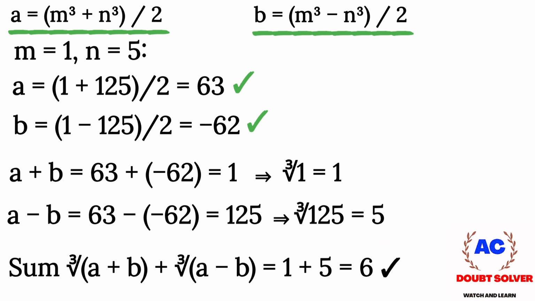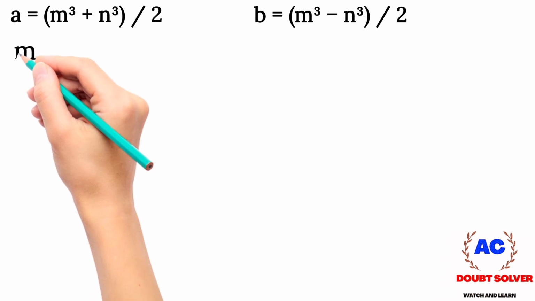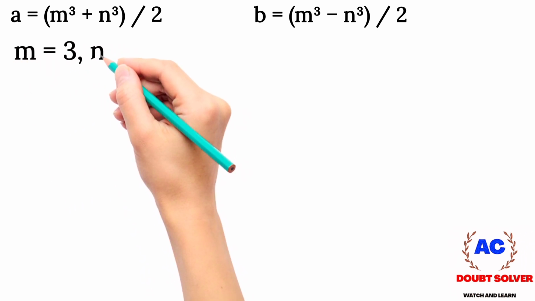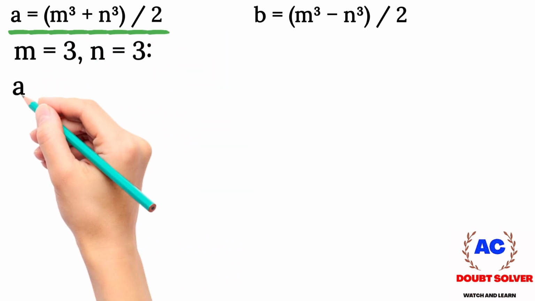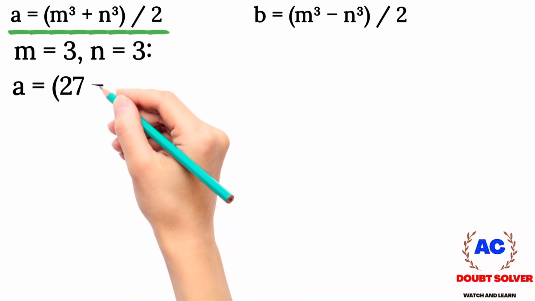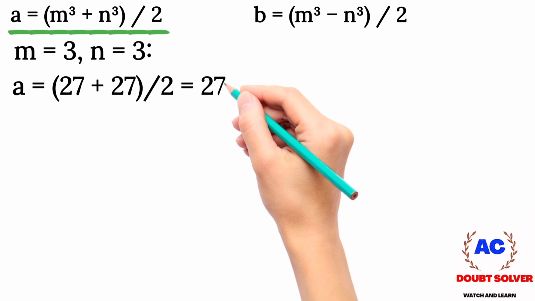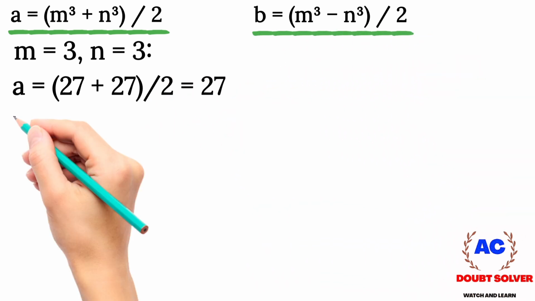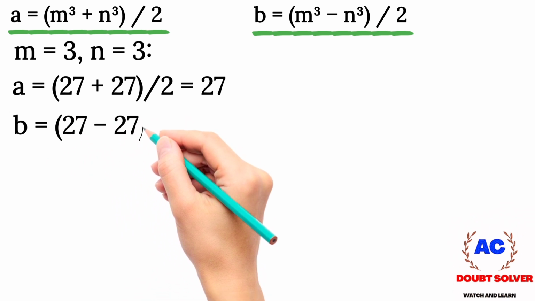Now moving to the next values. Now we consider the value of m is 3, so n becomes 3. Put the value of m is equal to 3 and n equal to 3 in the above expression of a and b. So we get a is equal to 3 cube is 27 plus n is 3 cube 27 divided by 2 is 27 and b we get is 0.